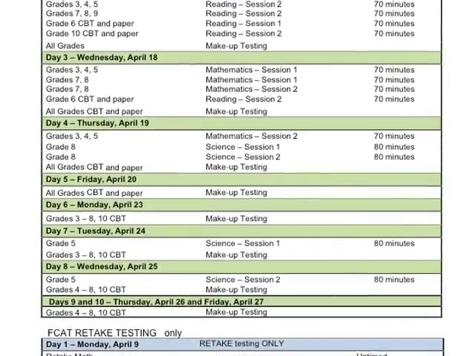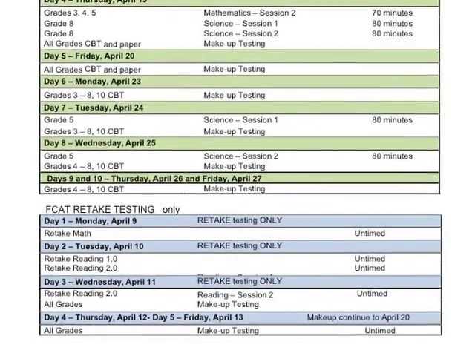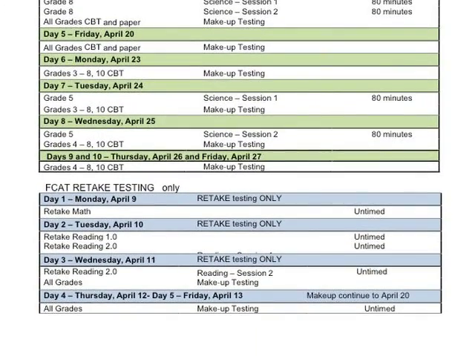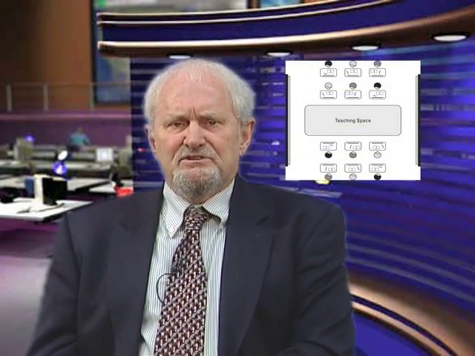The session and times have been distributed to your school test coordinator and can be found on the front cover of your test administration manual. Test administrators are required to maintain an accurate seating chart for each group of testing students.